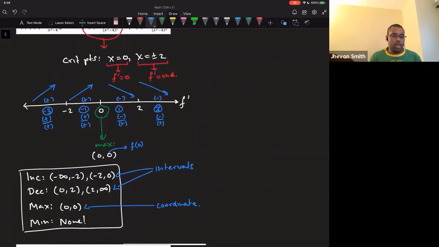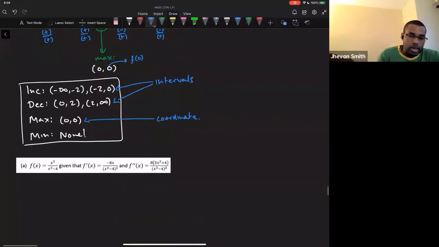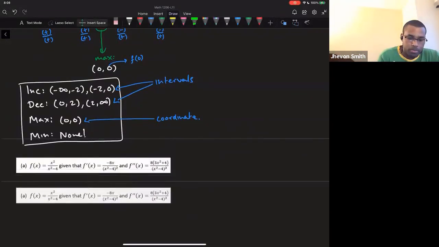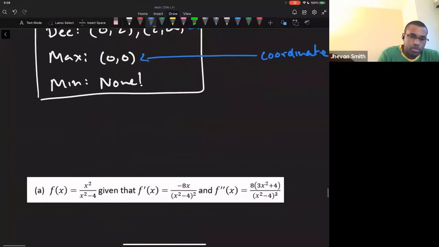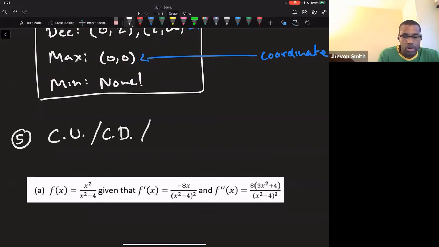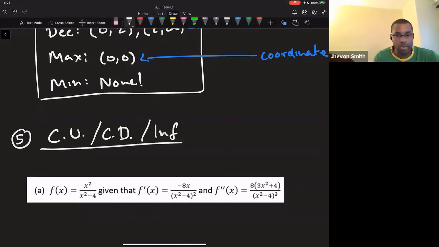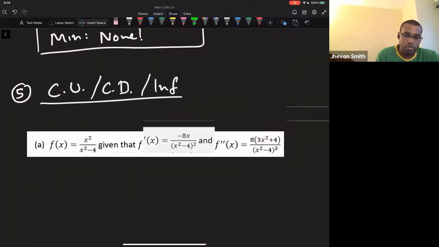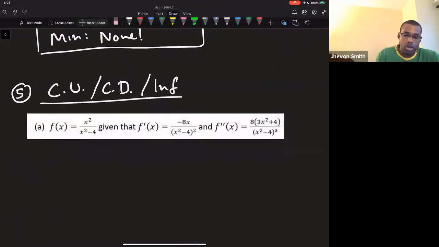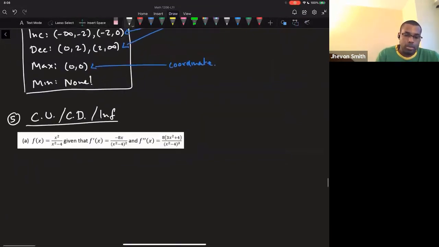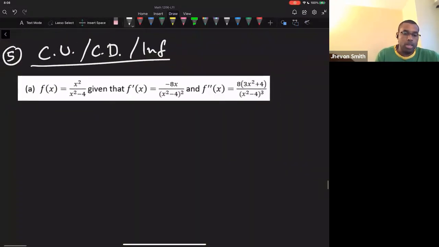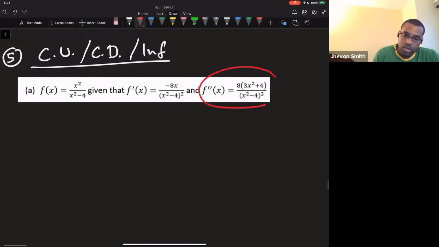So now you move on to the next phase, which is step 5. Here you're going to find concavity. So we're going to figure out where it's concave up, where it's concave down, where are there inflections? Are there inflections? We don't know, right? We have to figure that out. In this phase, we will use the second derivative, of course. And you're going to want to know where it is 0 or undefined.